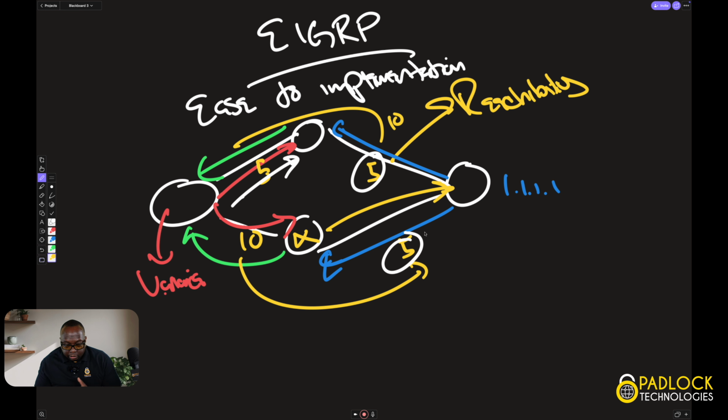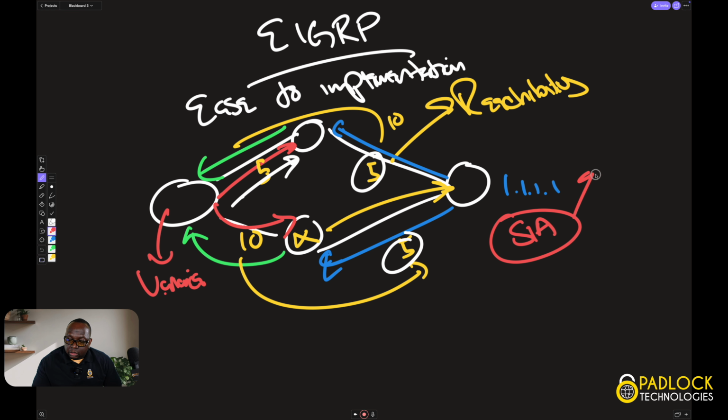Now, what are some of the pros? What are some of the cons? Well, one of the big ones here is stuck in active. This can cause a real problem in your network, if you have auto summary or something like that on. What happens is if a router loses a route, it sends a query out, and then it has to wait for a reply.